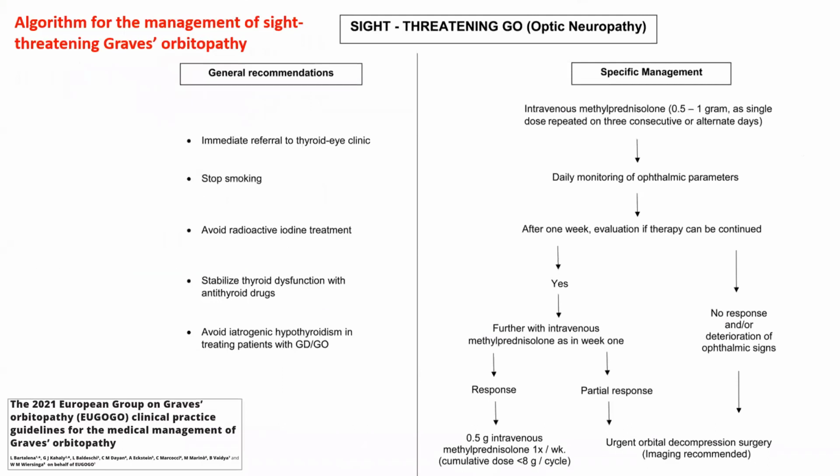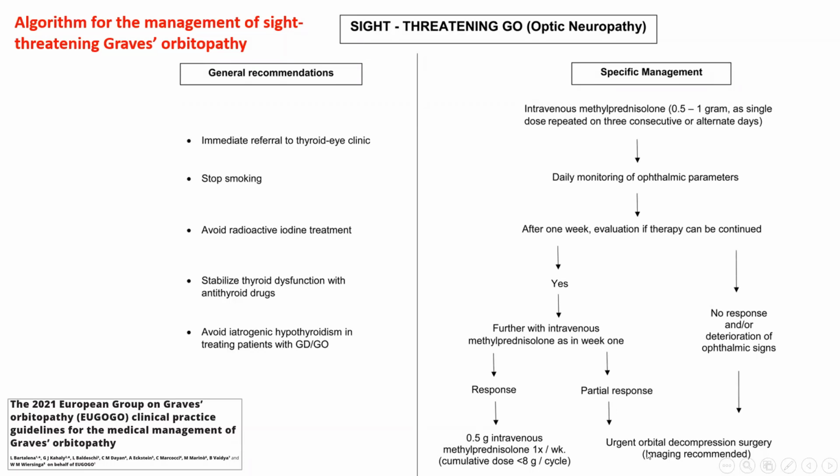What about sight-threatening Graves' orbitopathy or optic neuropathy? In this condition, we should give intravenous methylprednisolone 0.5 to 1 gram as a single dose repeated on 3 consecutive or alternate days with daily monitoring of ophthalmic parameters. After 1 week of evaluation, if the therapy can be continued, yes. In this situation, we continue with intravenous methylprednisolone. If there is a good response, we go to a lower dosage of intravenous methylprednisolone per week, for less than 8 gram per cycle.